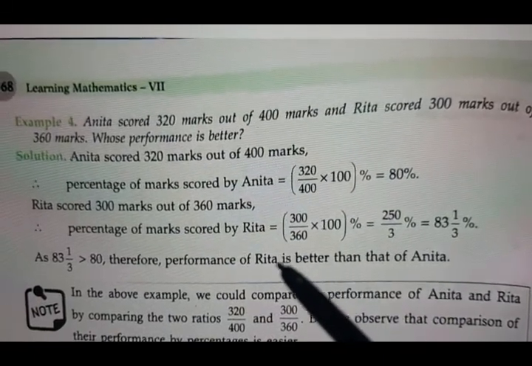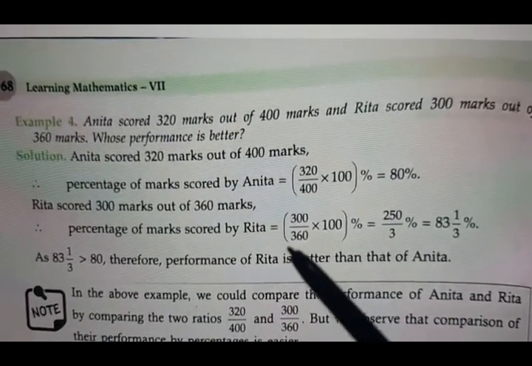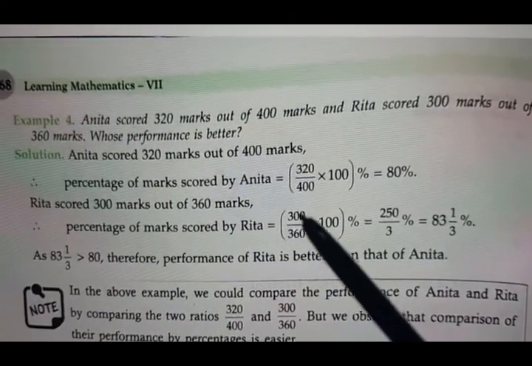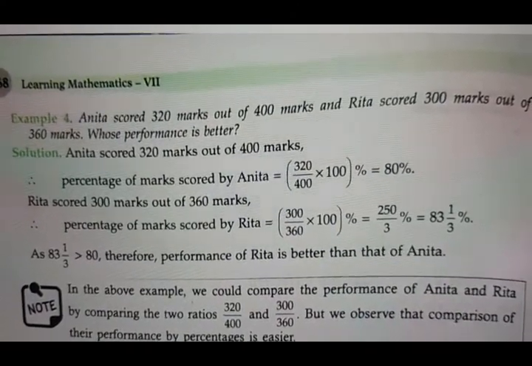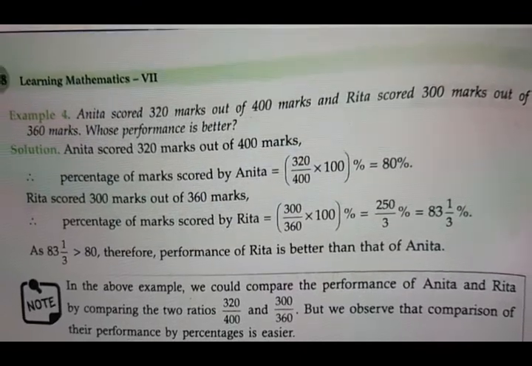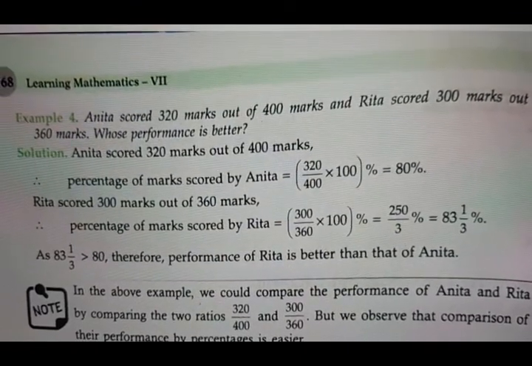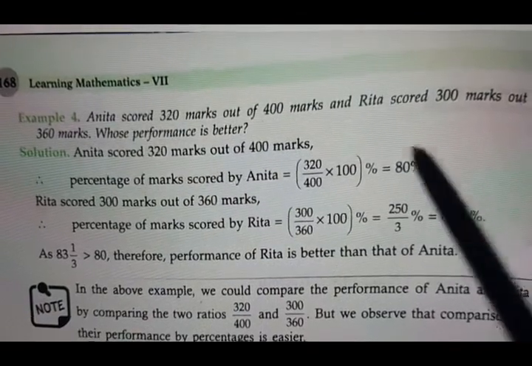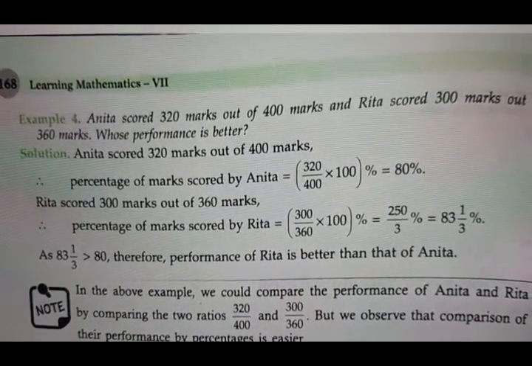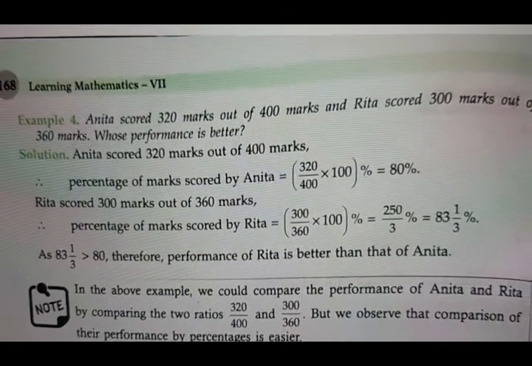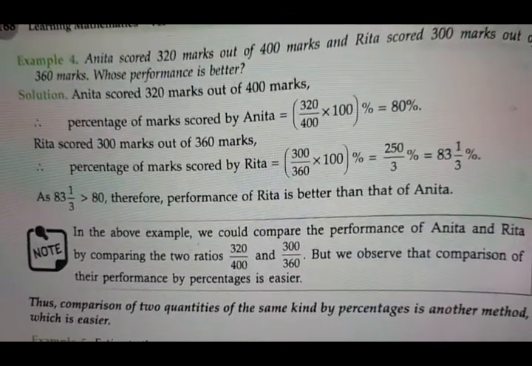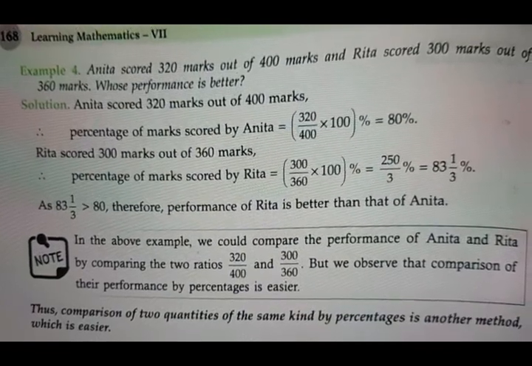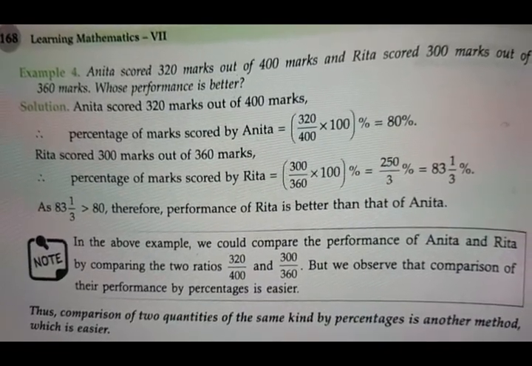Then 250 upon 3, and when you convert it, 83 1/3% will come. So I can see very clearly that 83 1/3 is greater than 80%. So Rita is better than Anita. In these kinds of questions, we are able to compare the performances like this easily, and we'll get to know who is better.